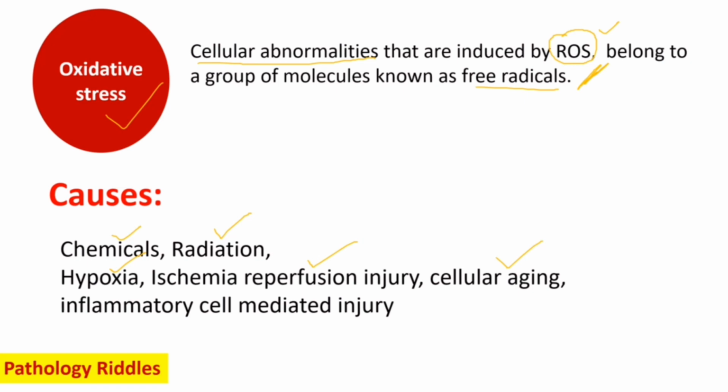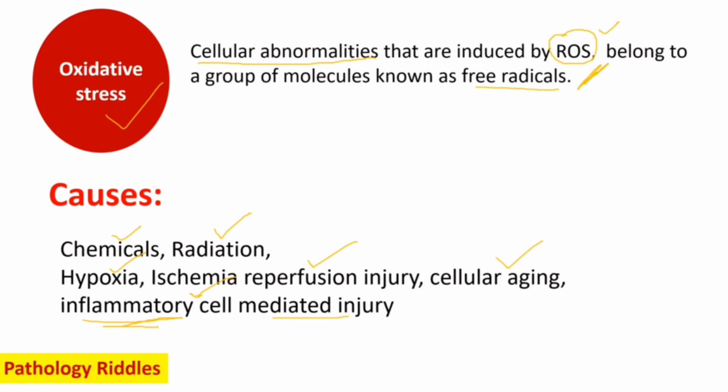And finally, inflammatory cell-mediated injury. As we all know, inflammation is actually protective. It is a vascular response to cell injury, but sometimes inflammation can also result in injury. So that is by the production of reactive oxygen species. I hope you understood what is oxidative stress and what are the causes of the production of reactive oxygen species. And this is a very important question asked usually in almost all the exams.